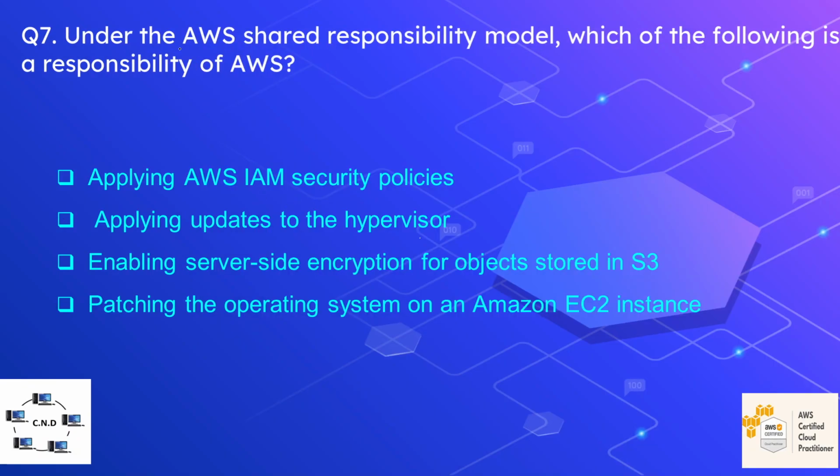Question number 7 is that under the AWS shared responsibility model, which of the following is the responsibility of AWS? And the options are option A, applying AWS IAM security policy, option B, applying updates to the hypervisor, option C, enabling server-side encryption for objects stored in S3, and option D, patching the operating system on an Amazon EC2 instance. And the correct option is applying updates to the hypervisor.